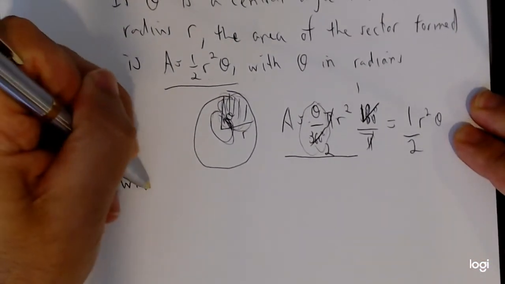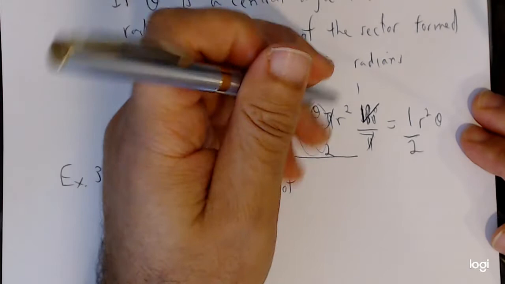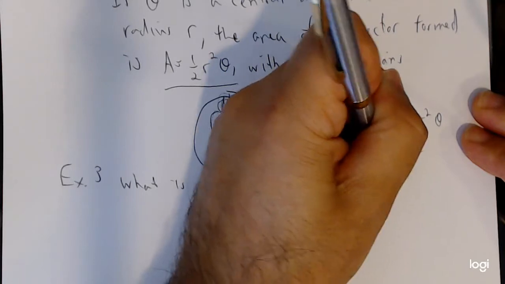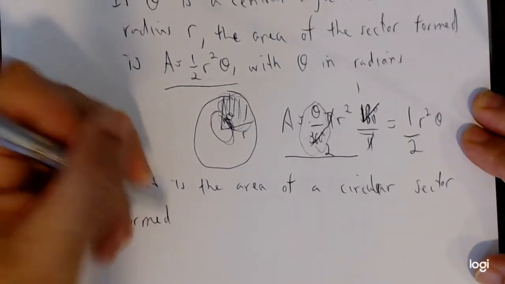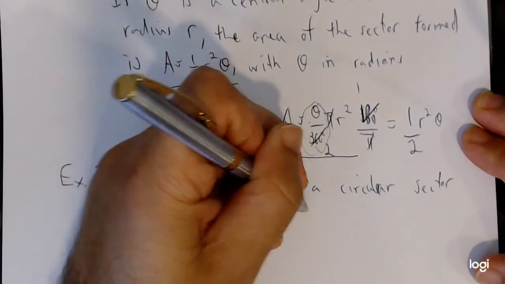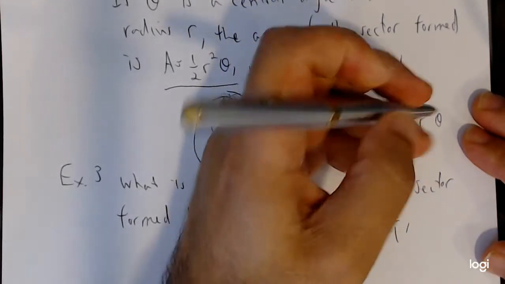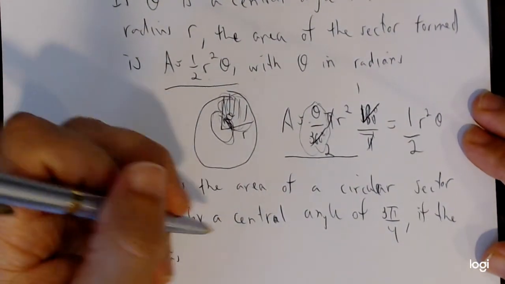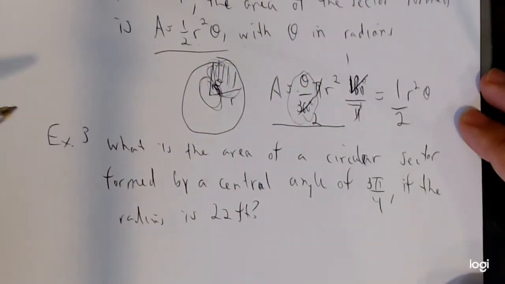So the next question is, what is the area of a circular sector formed by a central angle of 3 pi over 4 if the radius is 22 feet? Once again, this should be very straightforward.